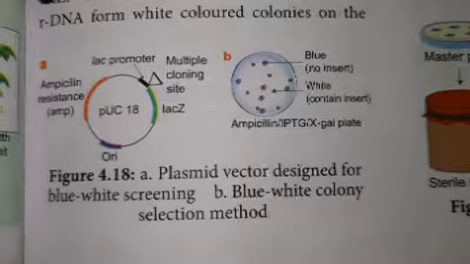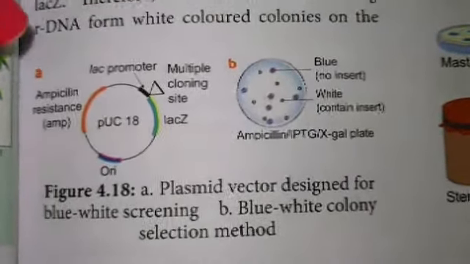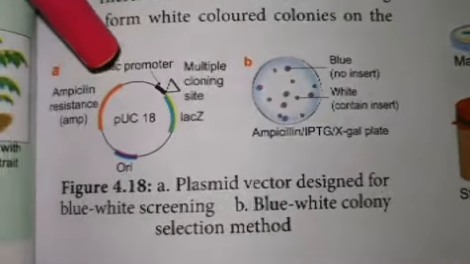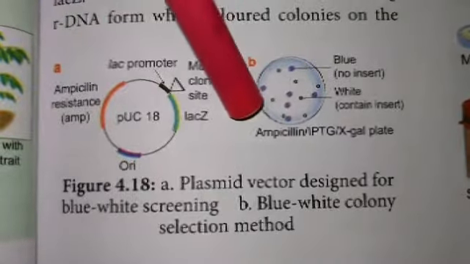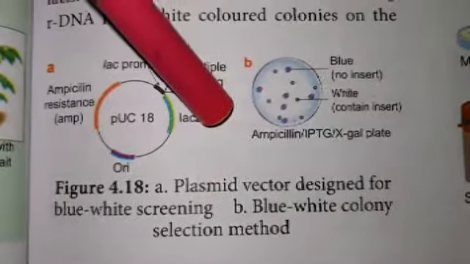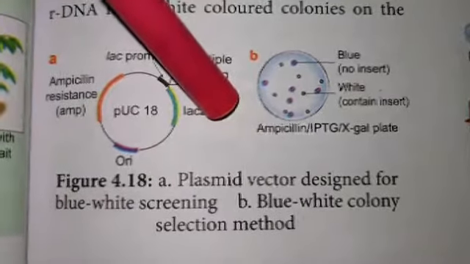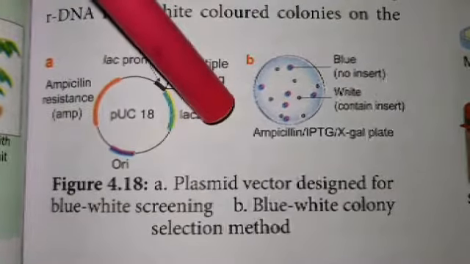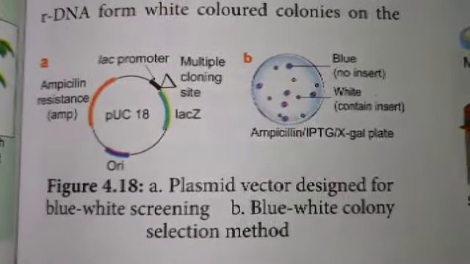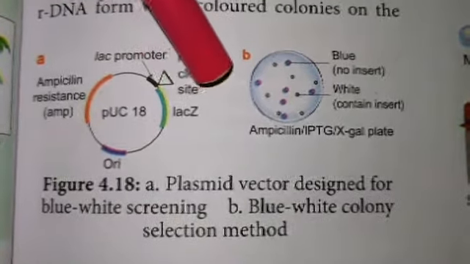Beta galactosidase breaks a synthetic substrate called X-gal. It contains 5-bromo-4-chloro-indolyl beta-D-galactopyranoside, which it converts into a soluble blue colored product.